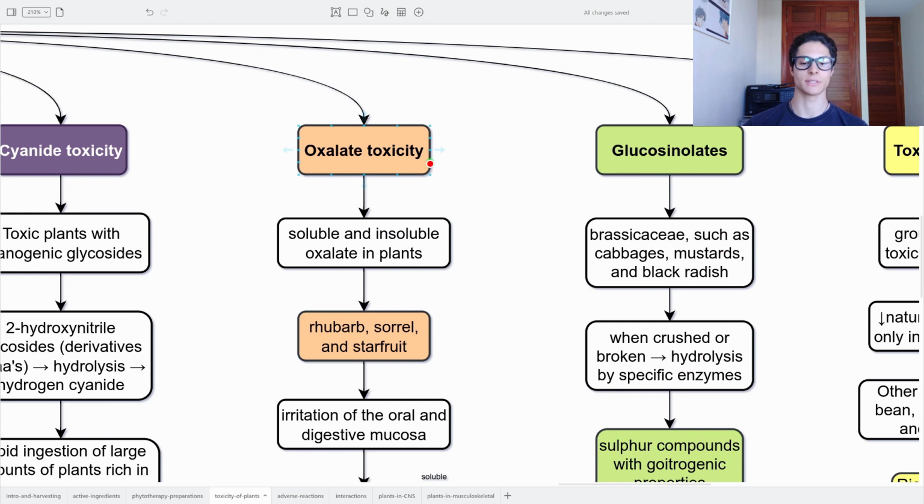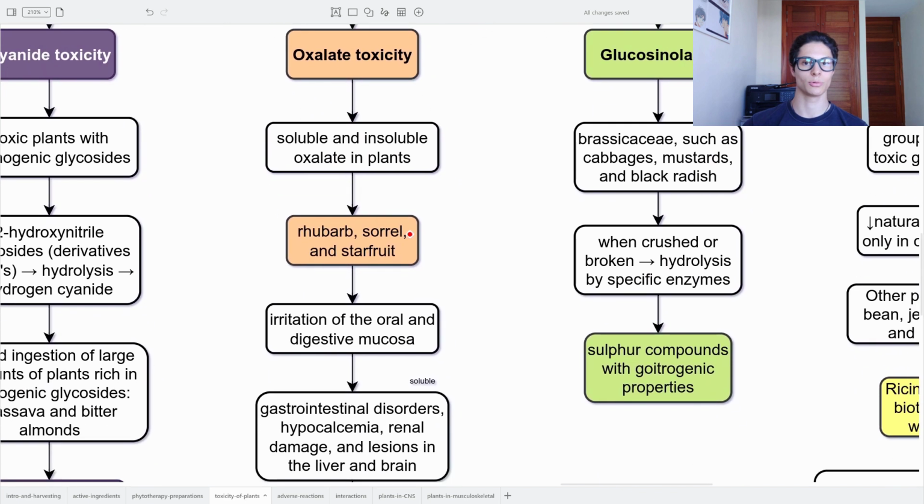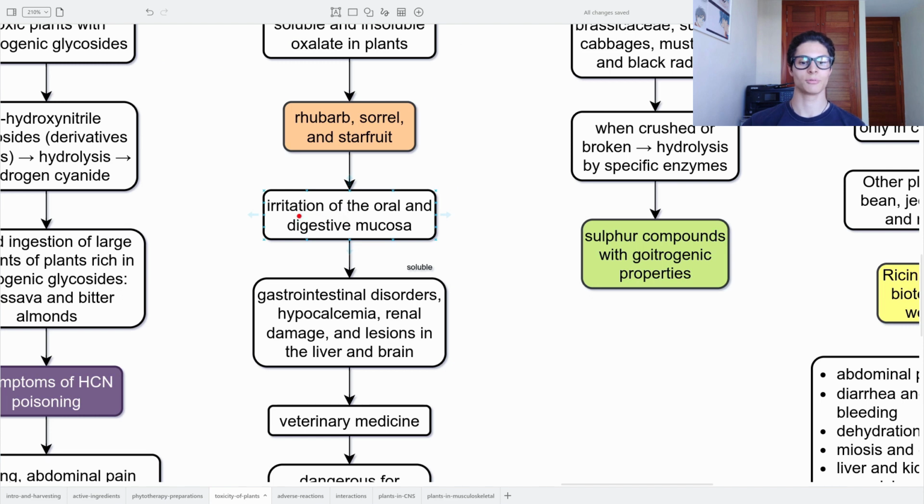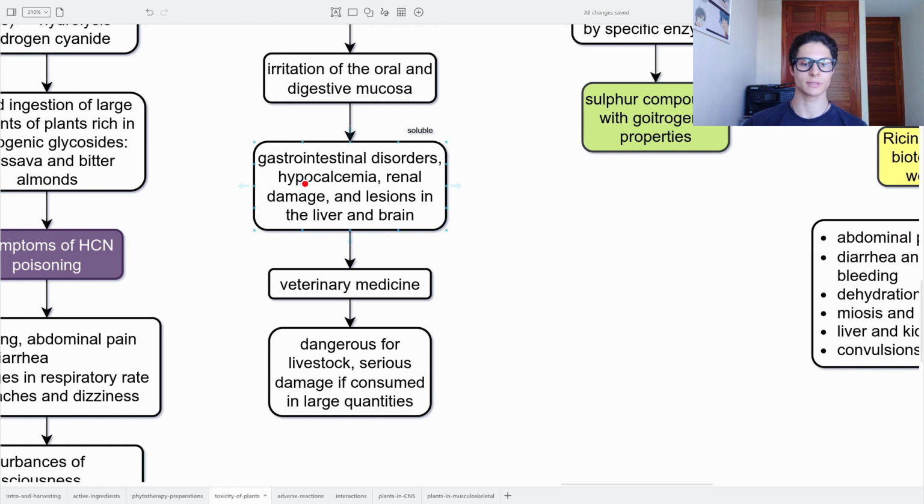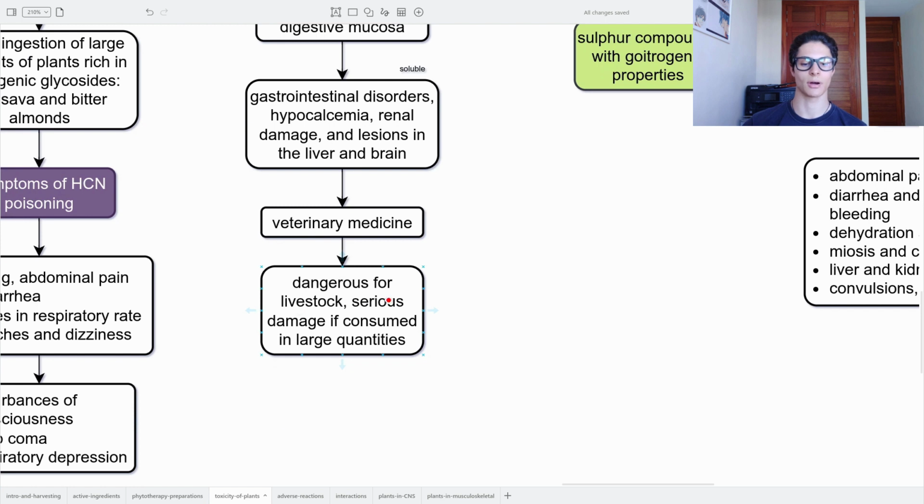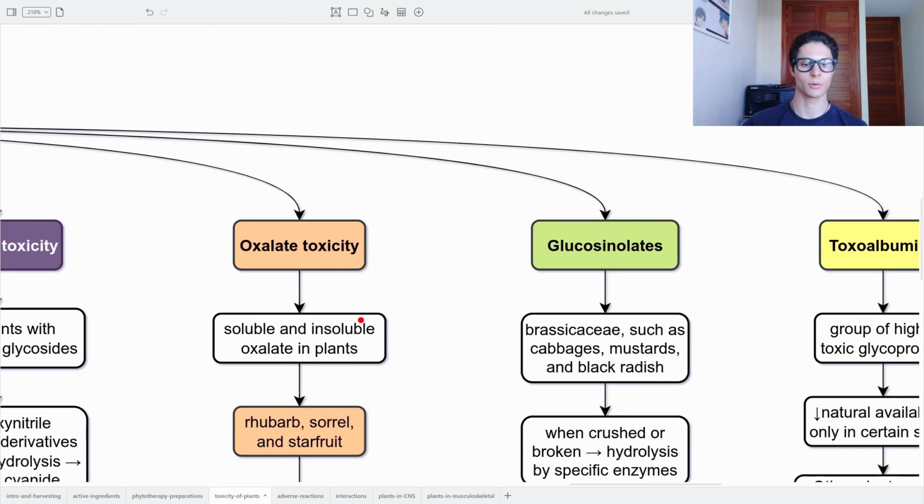Then we have oxalate toxicity. We have soluble and insoluble oxalates in plants. The solubles are the worst ones. Plants such as rhubarb, sorrel, and the now famous starfruit, which we use in salads. So what can oxalates do? Irritation of the oral and digestive mucosa. And the soluble ones, gastrointestinal disorders, hypocalcemia, renal damage, which indeed are kidney stones, and lesions in liver and brain. These also affect veterinary medicine because they are dangerous for livestock. They cause serious damage if consumed in large quantities by them as well. So be careful with oxalates.